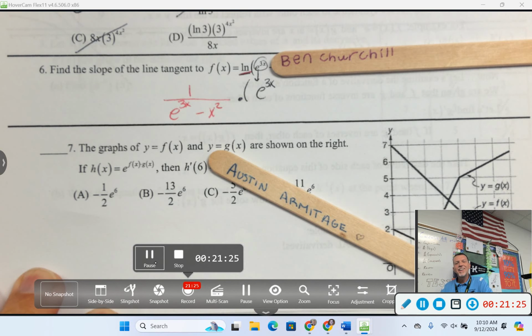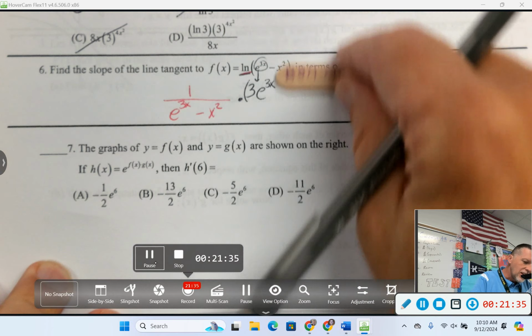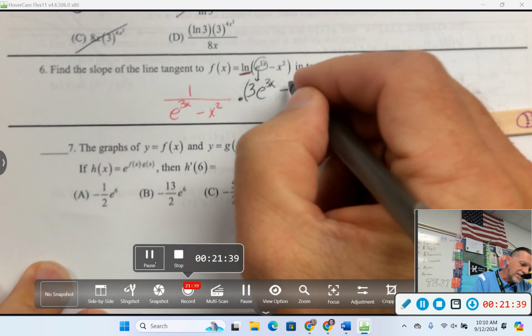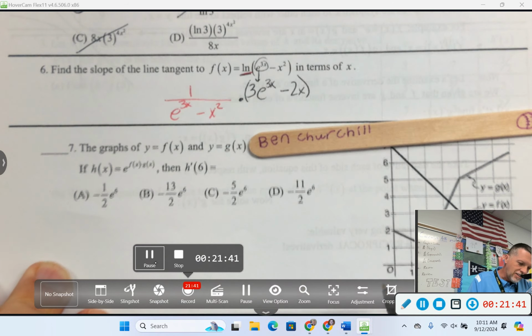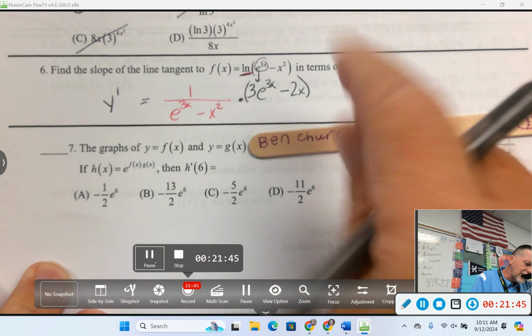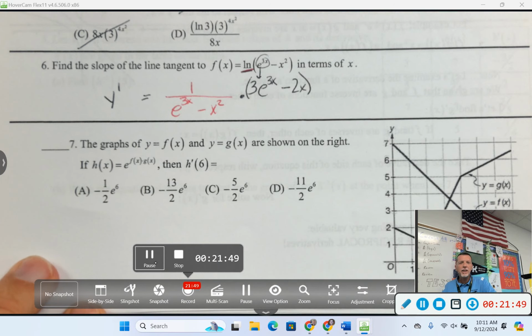Times 3, yes. Why the 3? Where did the 3 come from? The derivative of 3x. Yeah, Tootsie Roll Pops. Times 3. Then, how about the derivative of x squared? 2x. And so that's our answer, and it's a safe stop, so we can just leave that as is. I don't think any of that would simplify anyway.